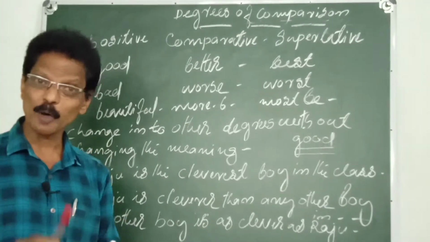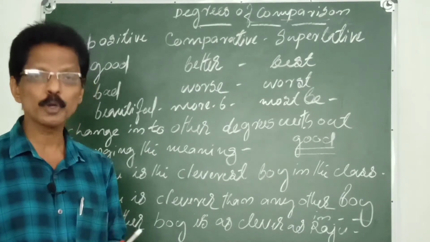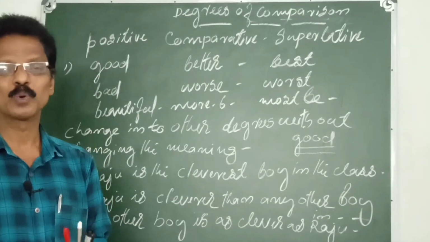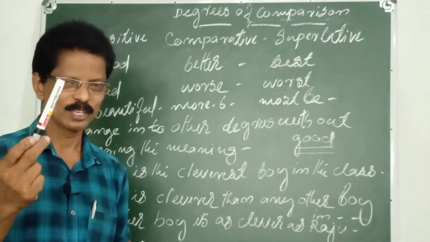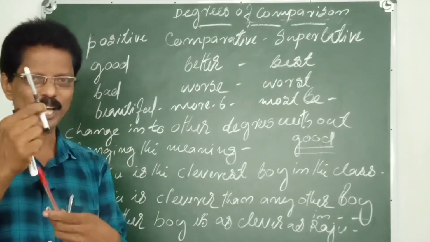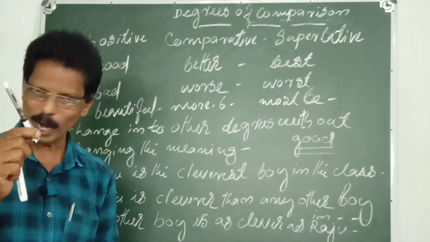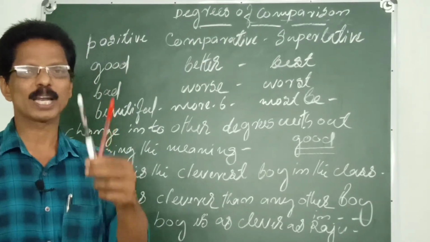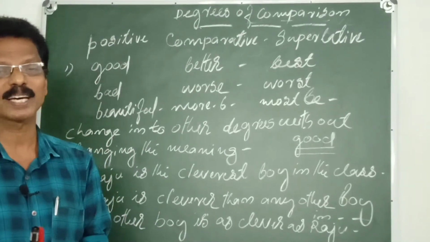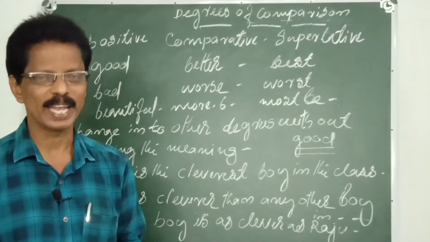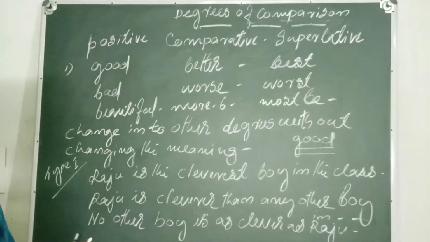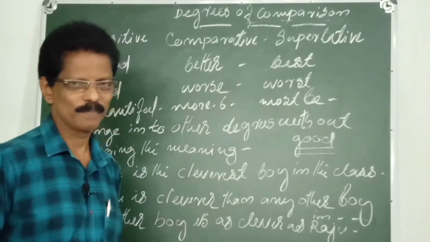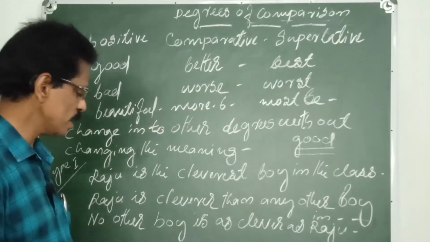So, when there is only one, you have to use positive degree. When there are 2, you have to use comparative degree. When there are more than 2, 3 or more, you have to use the superlative degree. So, positive, comparative and superlative. When there are more than 2, you have to use what is that? Superlative degree. So, in such a way, take for example, good, better, best, positive, comparative and superlative.